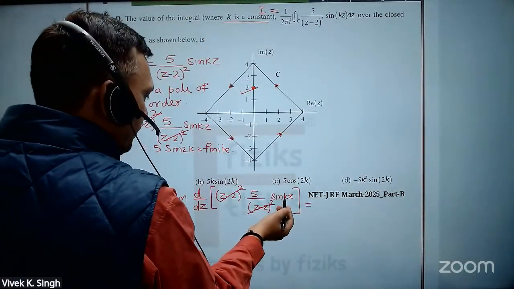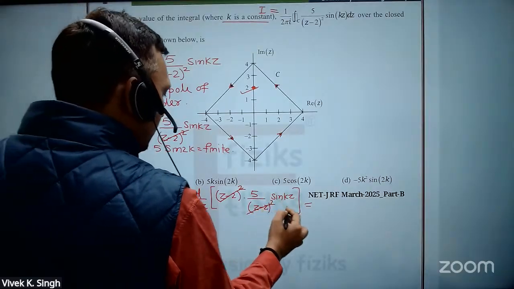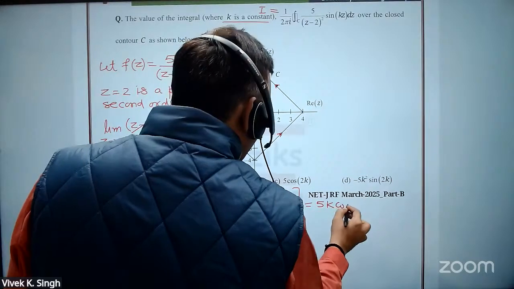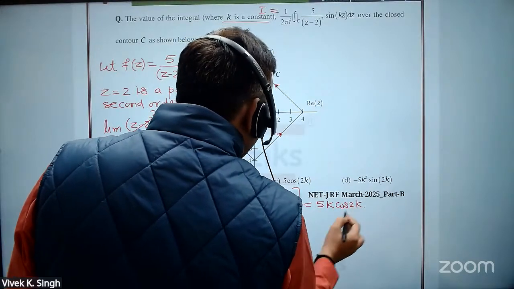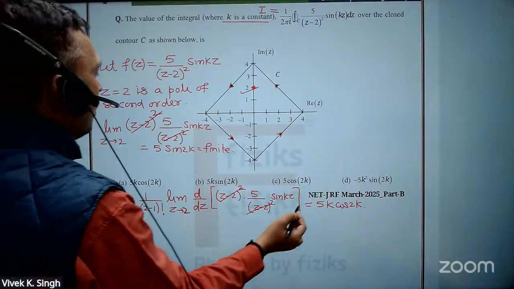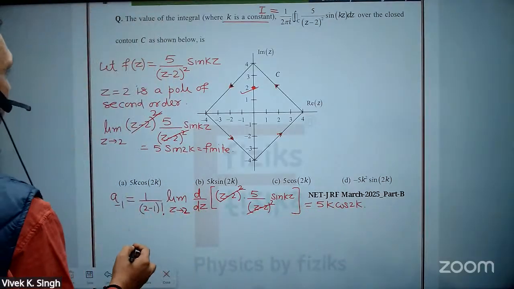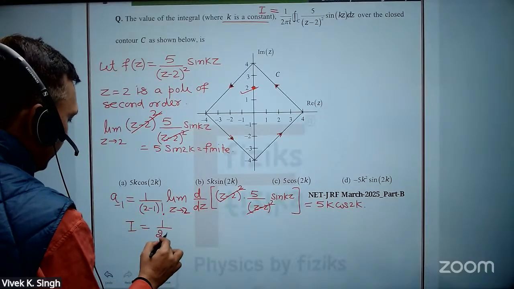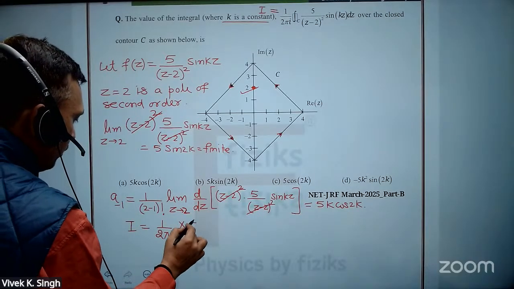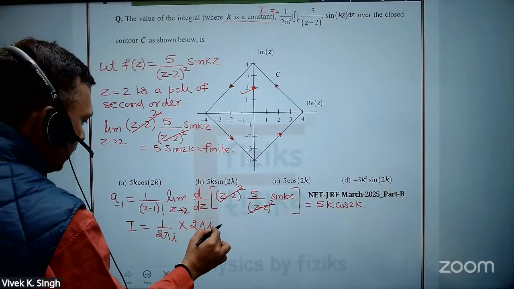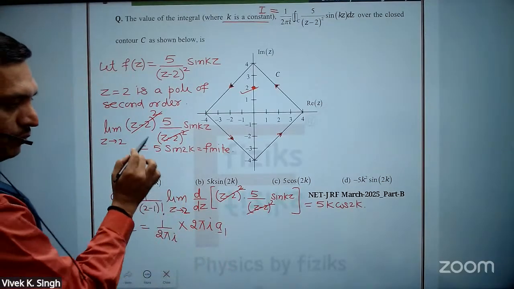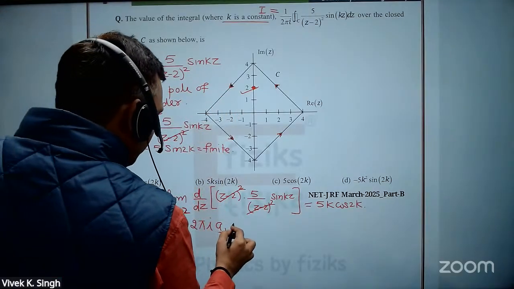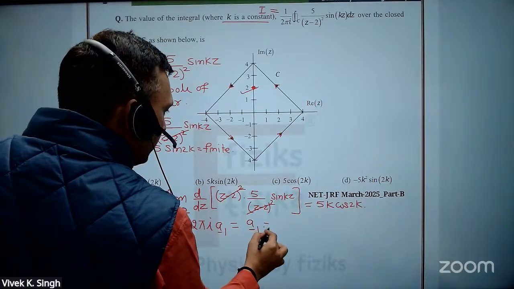This will give you sin k, and this will give you cos k. So this is 5k cos 2k. Is it clear? 5k cos 2k. And then the integral value will be given by 1 by 2 pi. According to residue theorem, this will be 2 pi iota a minus 1, because there is only one point that lies inside. So this will be given by this value.